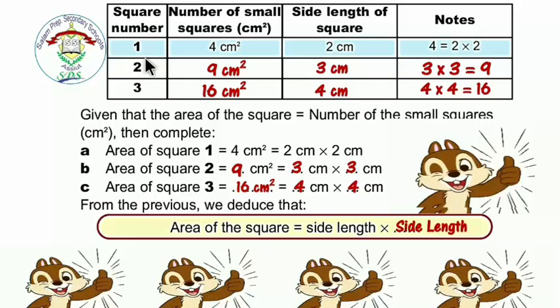Square number 2. Number of square centimeters equals 9 square centimeters. Side length of square equals 3 centimeters, as we said before. Please take care how to calculate the area using this method.